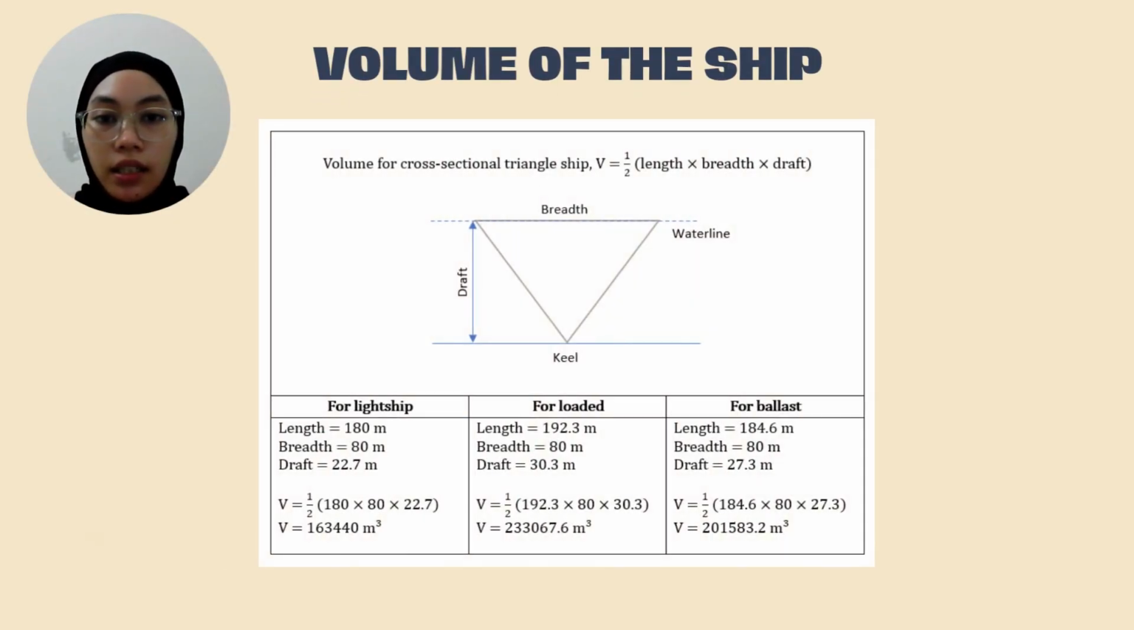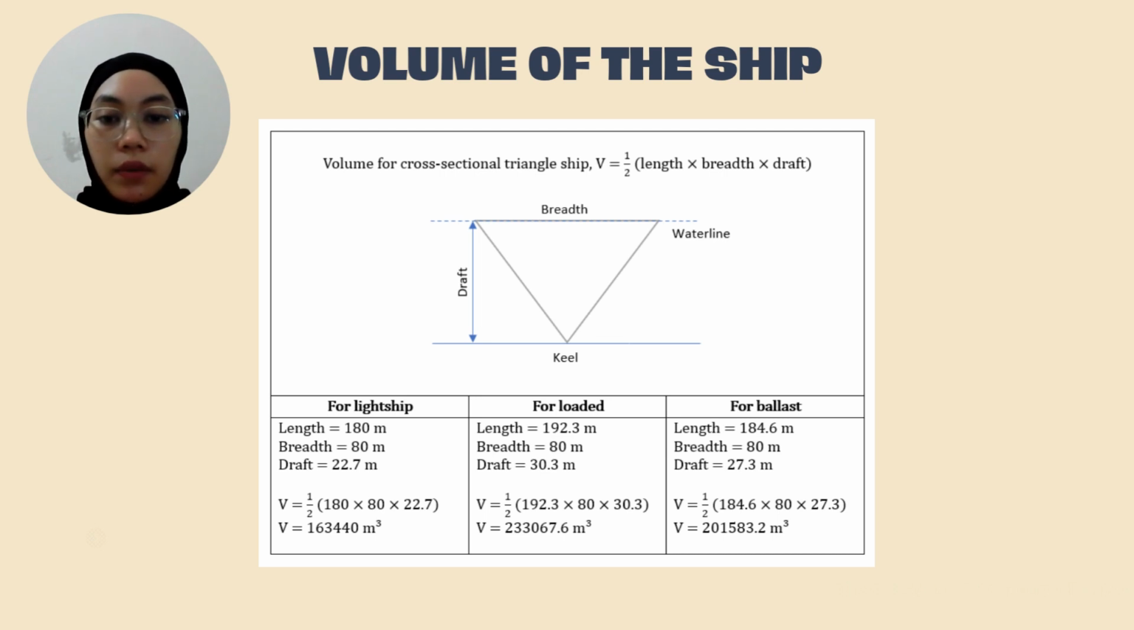This is the calculation for the volume of the ship. The cross-sectional area for the tanker ship is a triangle. The formula that we use to calculate the volume is V equals 1/2 times length times breadth times draft. We will calculate the volume for light ship, loaded, and ballast.